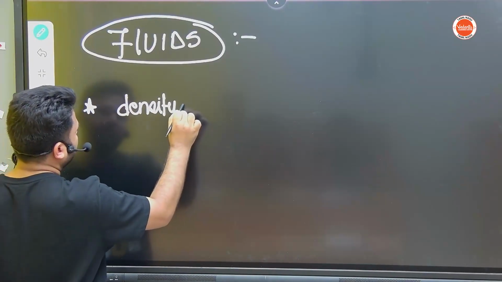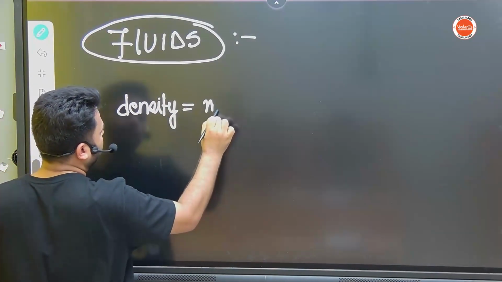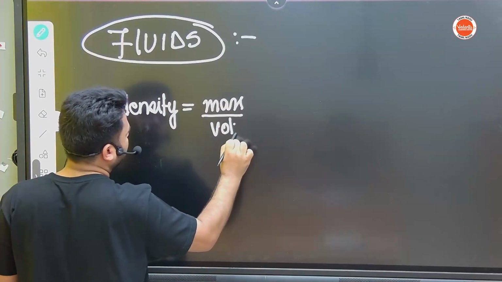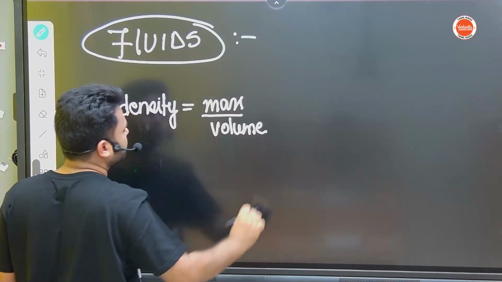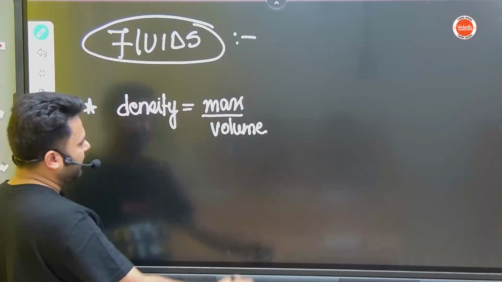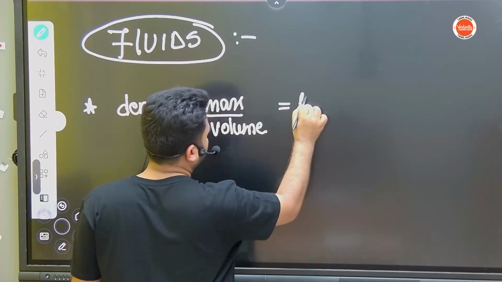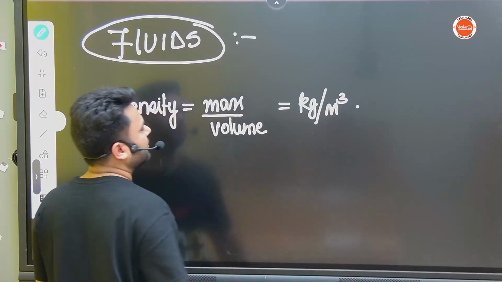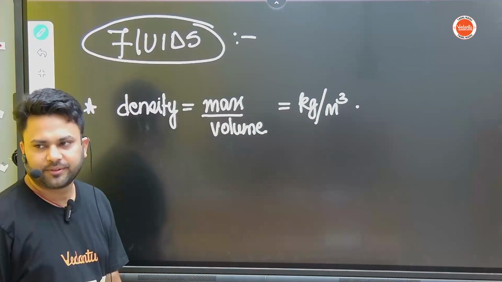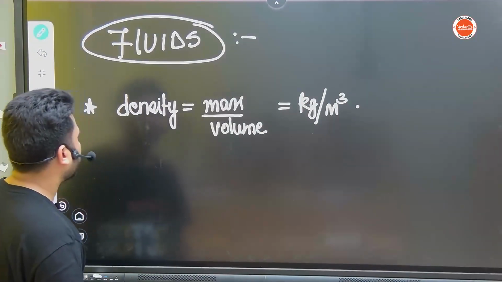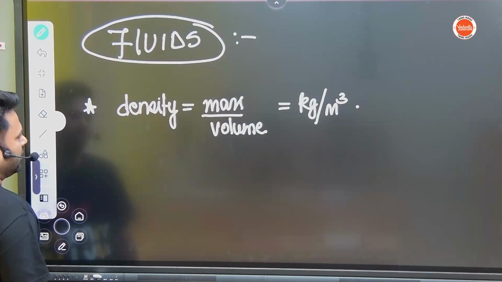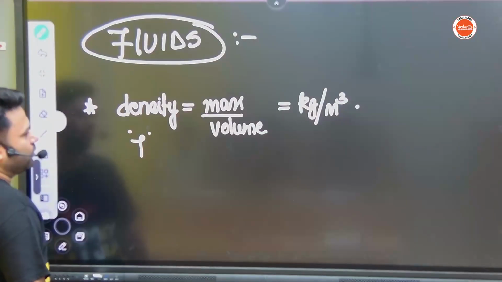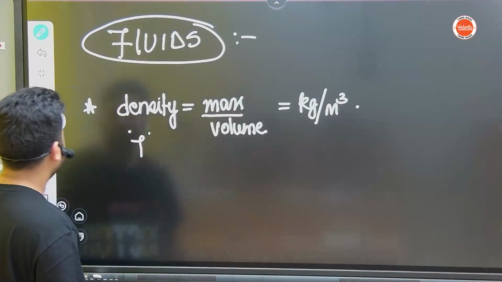Density. What is the formula for density? Mass by volume. Correct. Its SI unit is kg per meter cube. We denote density by this rho.